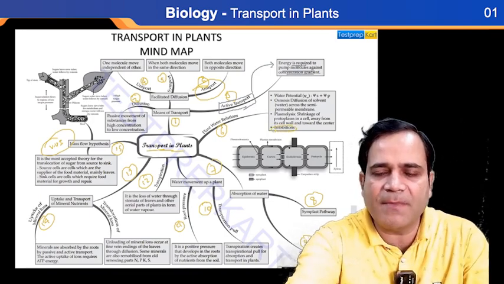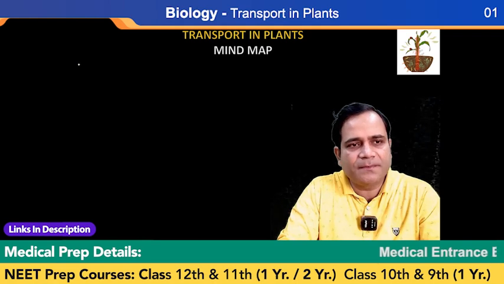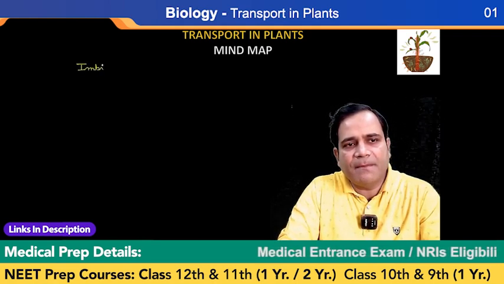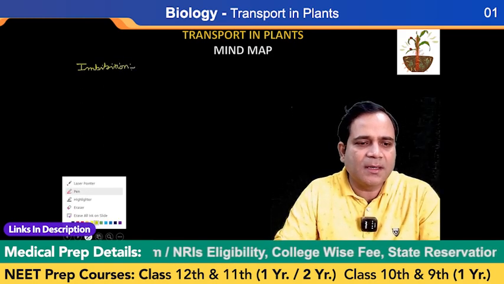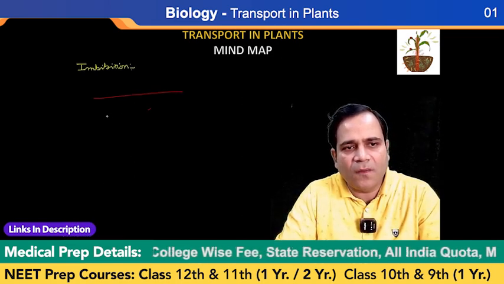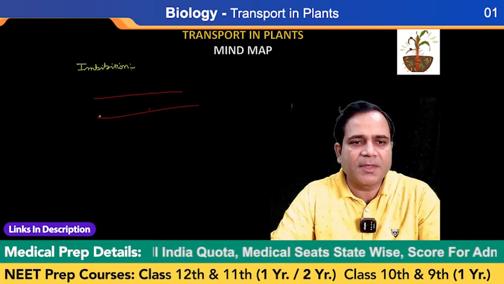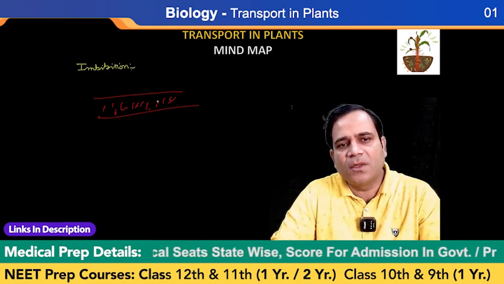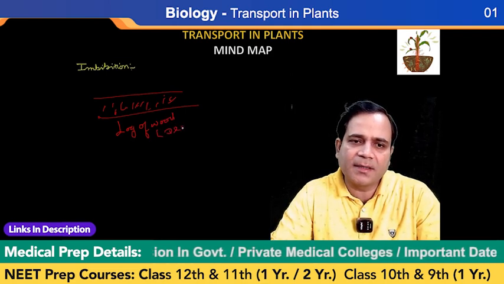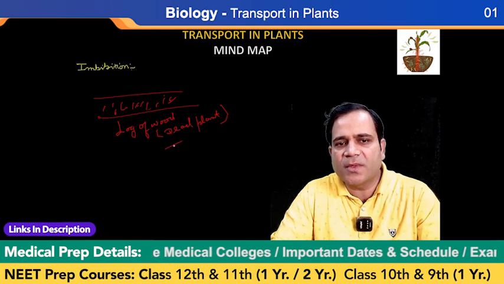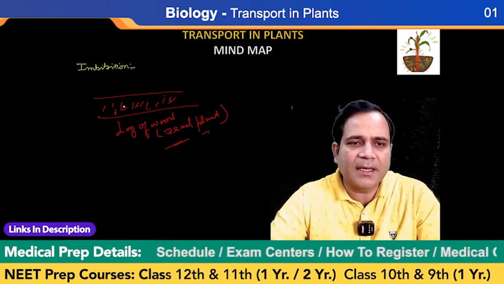Now, another term given in the plant water relation is imbibition. It is written here: imbibition. The point here is very important to know. I am going to write the term imbibition here. Let's see. Suppose this one is a log of wood, but this one is dead. A dead plant.